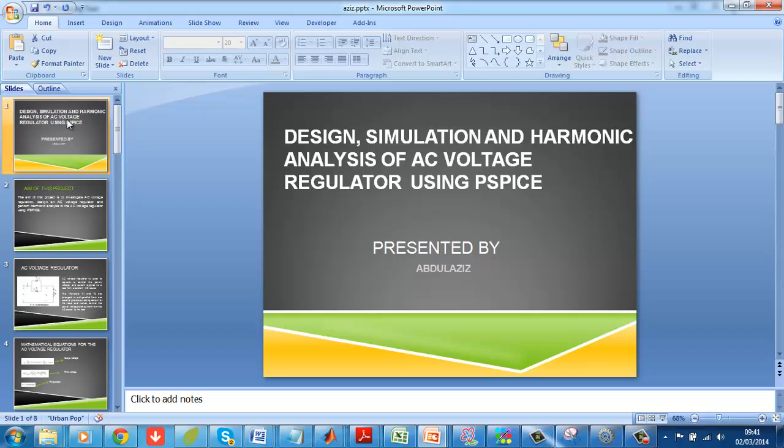Now, what is AC voltage regulator? AC voltage regulator is, as the name goes, an AC voltage controller. It helps to regulate AC voltage. For example, there are some loads that require regulated AC voltage, AC power, and AC current. If you want to control AC voltage or AC power, you will need an AC voltage regulator.